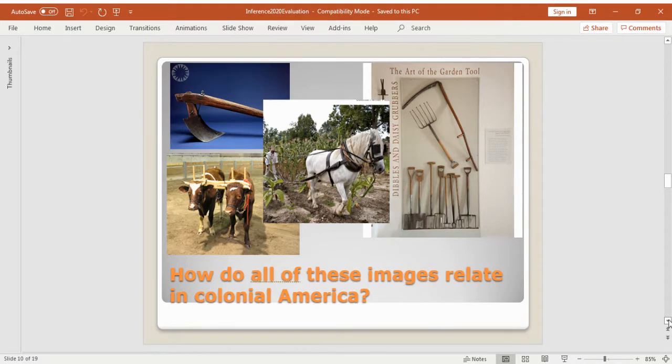Now let's go back in time when we studied colonial America and the American Revolution. Based on these pictures, I see that there are animals that are working. I see that there is an animal that is pulling something, and I also see pictures of tools. Based on these images, what do you think is happening? Can you draw a conclusion? Well, if you said that they relate to colonial America and farming, you are correct.